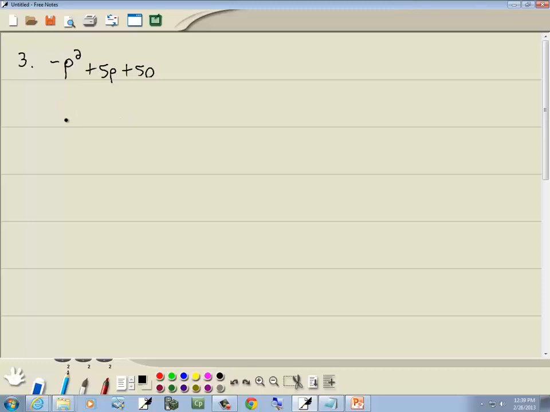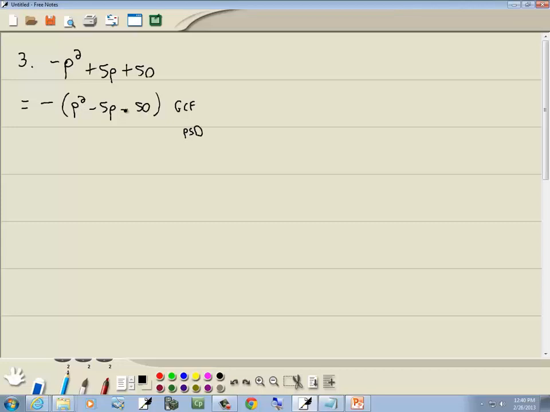Our first method is GCF. And GCF says if your first term is negative, you always want to factor out a negative. So first off, before I do anything, I'm going to bring out a negative. Now when you do that, it flips the sign of everything inside. So negative p squared becomes positive p squared, 5p becomes negative 5p, and 50 becomes a negative 50. That was GCF on that one.